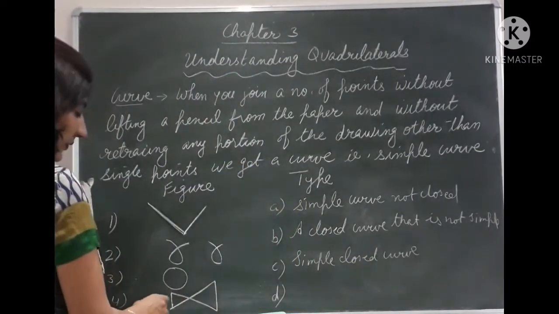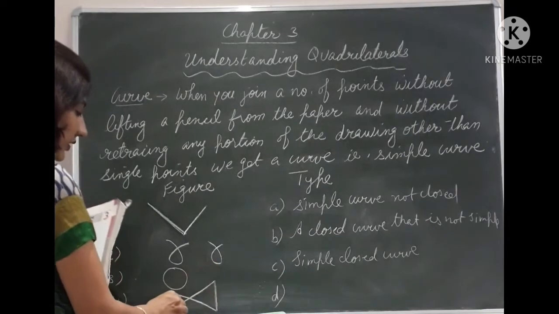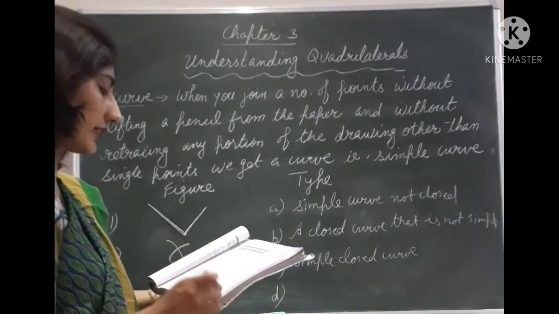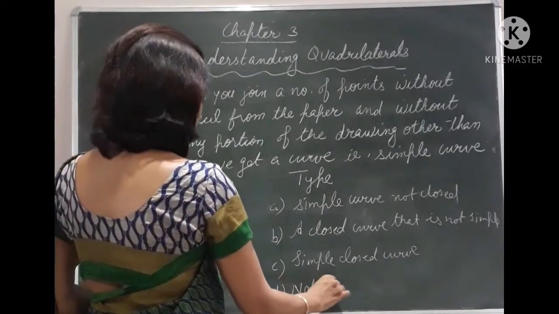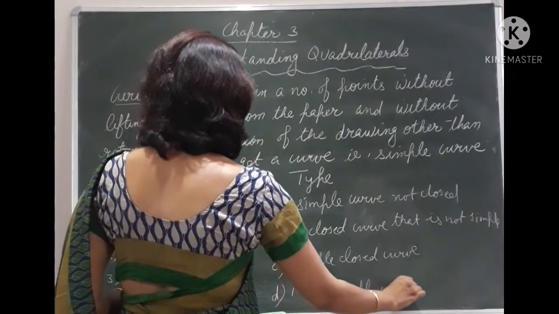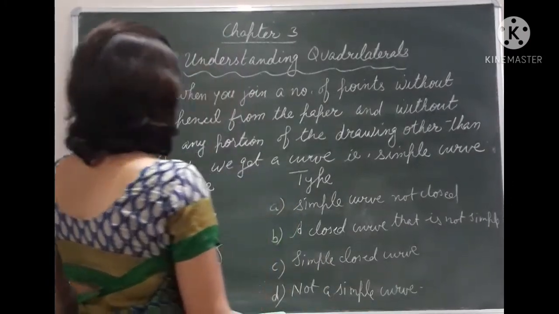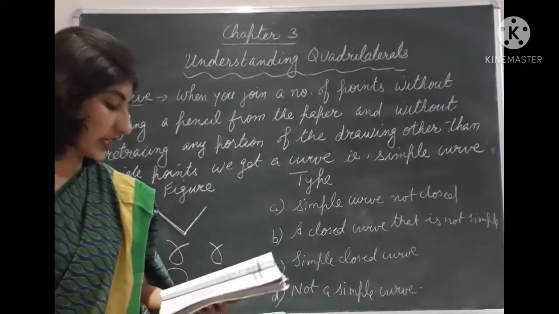Then this one, you started from here, then you went here, then you went here, and then you went here. Last option left is, this is not a simple curve. So this way we can identify the types of curves, whether it is a closed curve, a simple curve, not a simple curve, open curve, and so on.